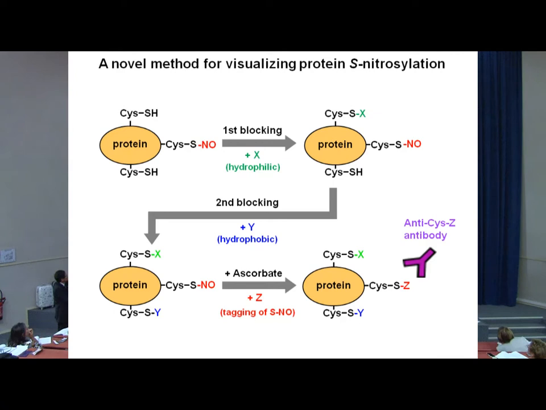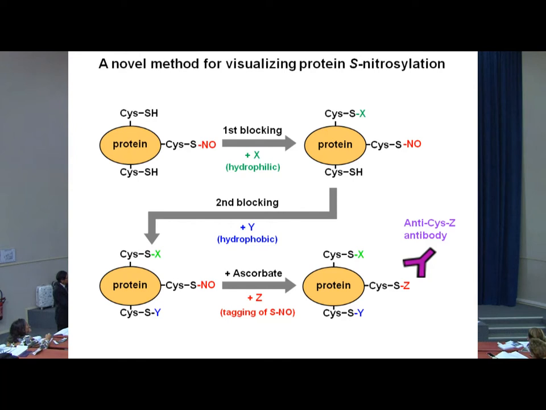steps of alkylation to pretty much remove all the reduced cysteine when we carry out the immunofluorescence experiments. Here we have a hydrophobic alkylating reagent marked as X, and a hydrophobic alkylating reagent labeled with Y. By two steps of alkylation, the majority of the cysteines in the reduced form should be already taken care of. Then the remaining cysteine would be in the S-nitrosylated form. For this, we follow the typical idea to use ascorbate, which is supposed to be specific for S-nitrosylated cysteine. Ascorbate would reduce S-nitrosylated cysteine. At the same time, we have the third alkylating reagent, marked as Z here. This Z would take the S-modified cysteine. So in the end, the protein would look like this form.